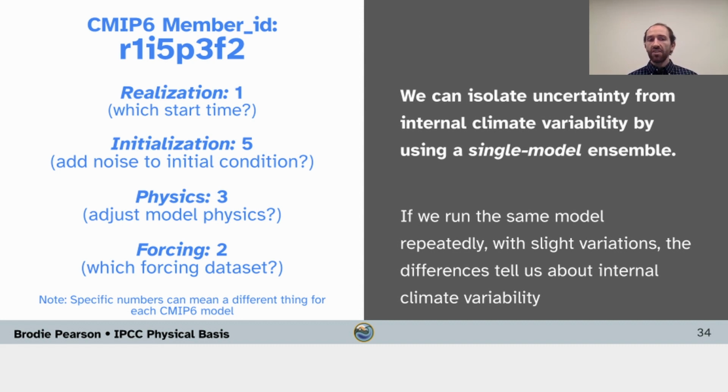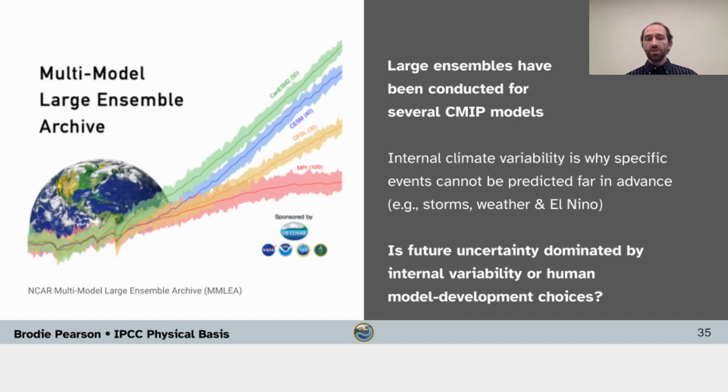And just a side note is that the specific numbers themselves can mean different things for each CMIP6 model. So you often have to look into what is changing as you change a certain number for a specific model. Fortunately, like I said, CMIP6 includes several of these single model ensembles, including the MPI models, the CESM model, both of which you've worked with today, as well as the GFDL and Canadian Earth system model projections.